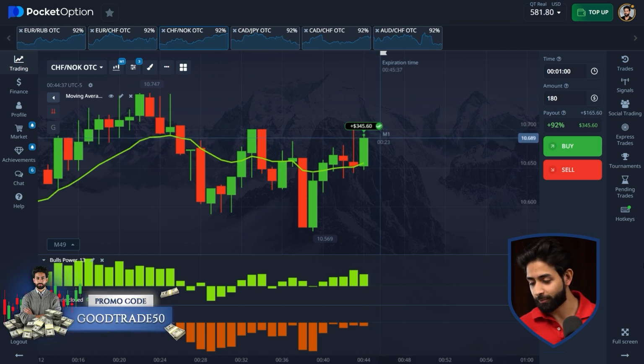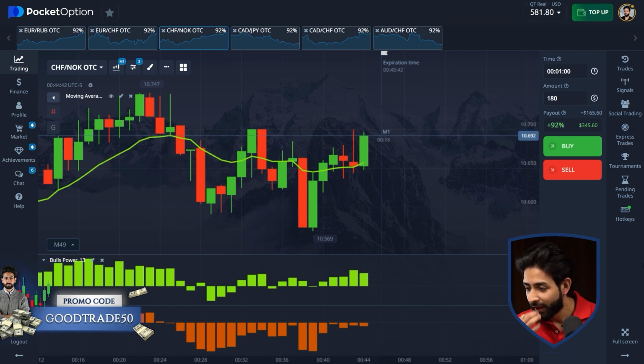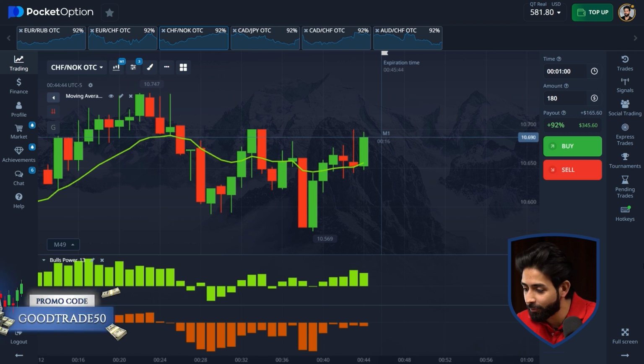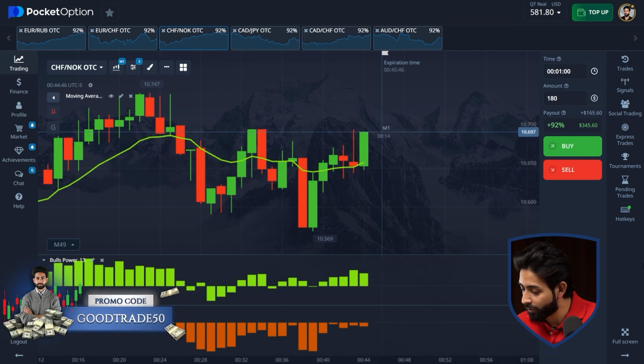We have a good, oh, beautiful exit, beautiful. $345 of profit, really beautiful. It was our third trade of the day, really beautiful movement, and we managed to make pretty good profit, really good.